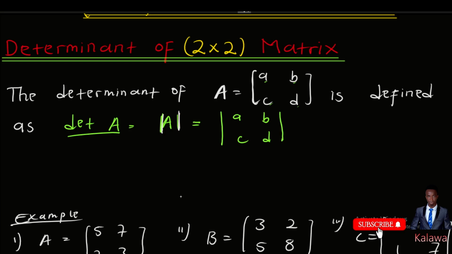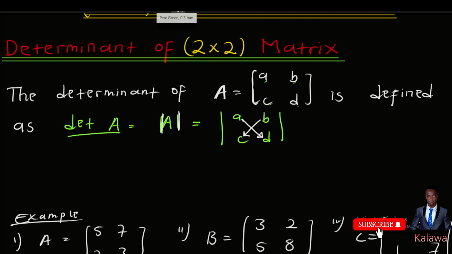So in this case, we are given a matrix A with elements a, b, c, and d, and that's also find the determinant. So how are we going to find the determinant? We multiply the corresponding elements. That is, we multiply a by d minus b by c. This is how we find the determinant of a 2x2 matrix. We call this a 2x2 matrix because it has 2 columns and 2 rows.